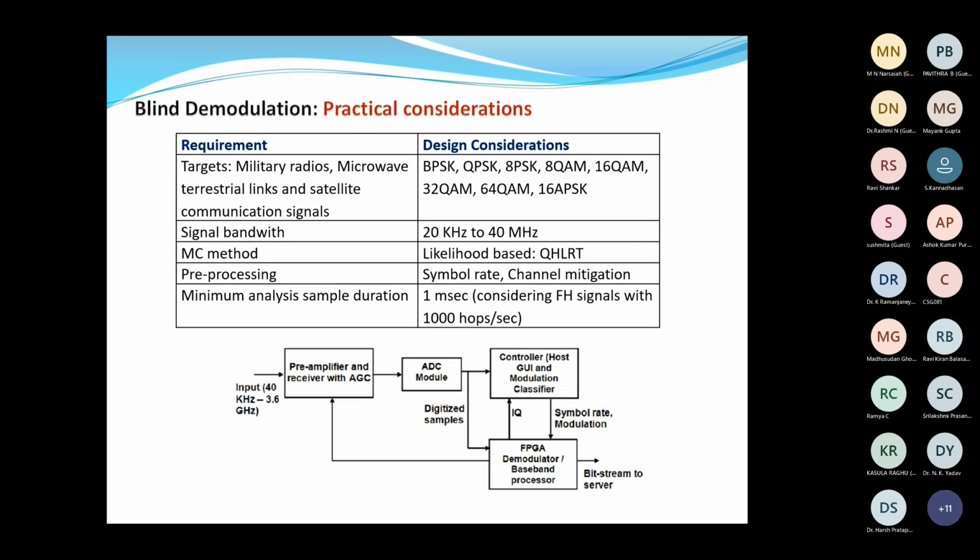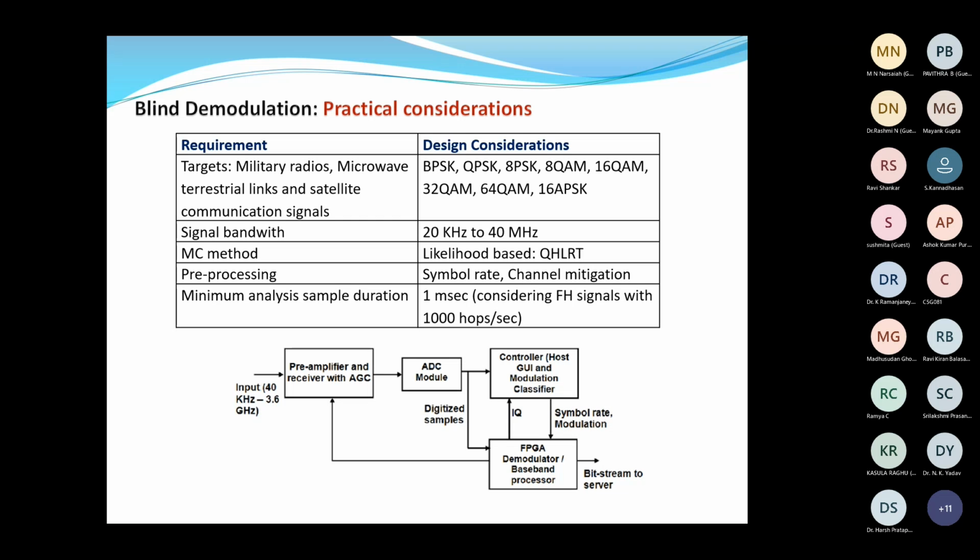For the MC method, the modulation classification method, we have adopted the log-likelihood-based QHLRT. Pre-processing includes symbol rate estimation and channel mitigation using parameter estimation, with a minimum analysis sample duration of 1 millisecond. This consideration is because we also have to address frequency hopping signals, which are agile signals that hop between different frequencies within a particular allocated spectrum. Depending on the normal military targets that we encounter, we have taken a maximum hop rate of 1000 hops per second, which gives us a signal observation interval of 1 millisecond.